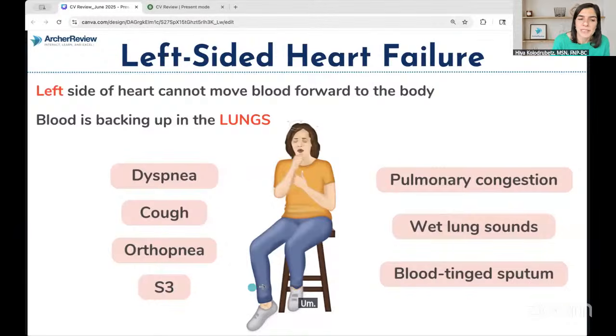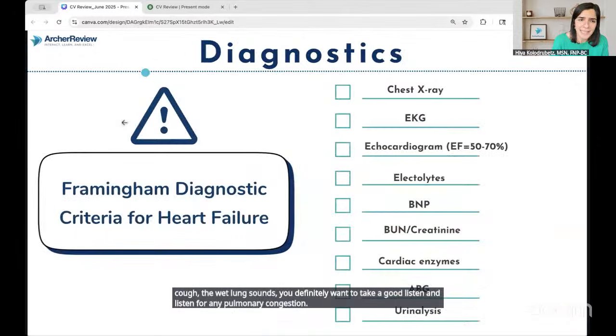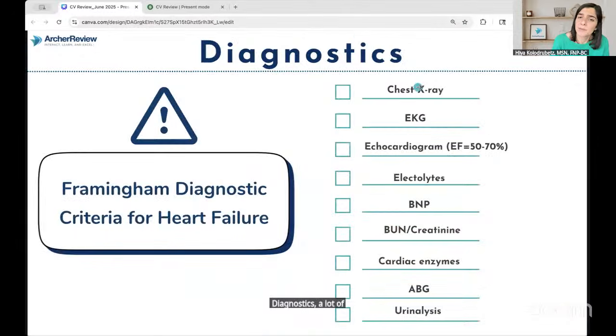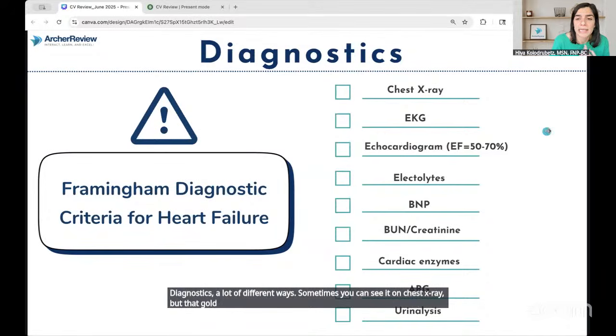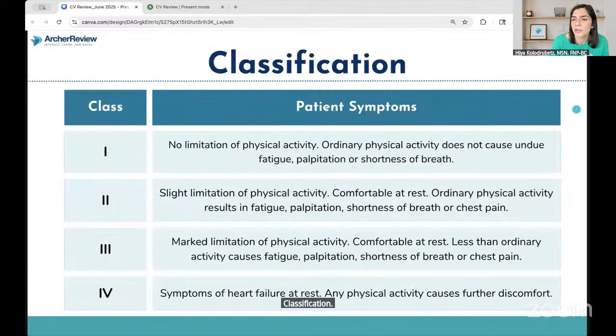Oftentimes we'll see more pulmonary symptoms like shortness of breath, cough, the wet lung sound. You definitely want to take a good listen for any pulmonary congestion. Diagnostics, a lot of different ways. Sometimes you can see it on chest x-ray, but the gold standard is going to be an echocardiogram. Classification, remember, this is the New York Heart Association functional classification.